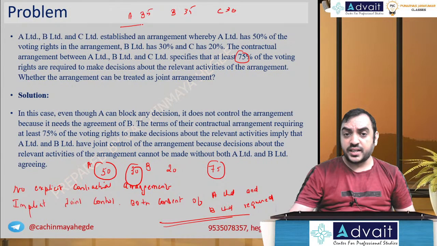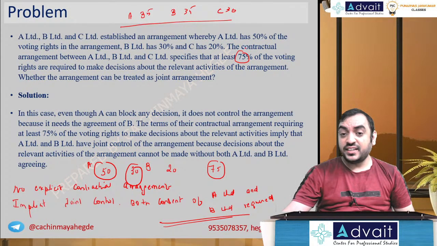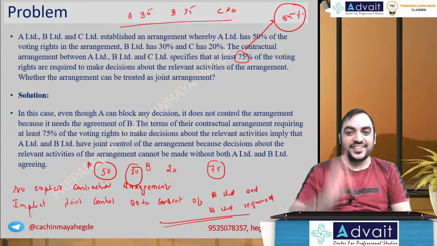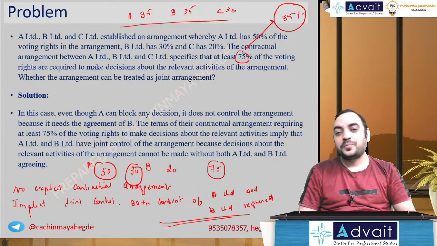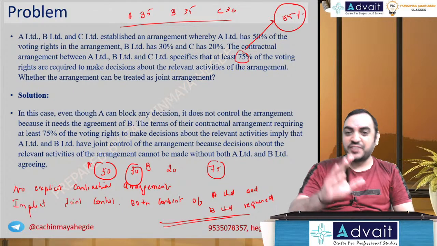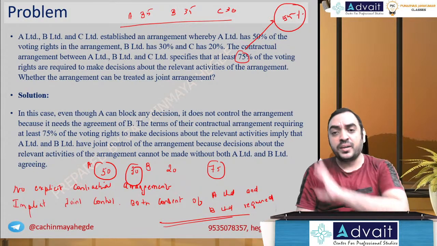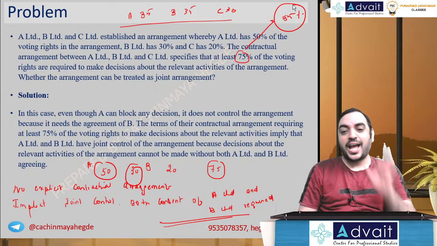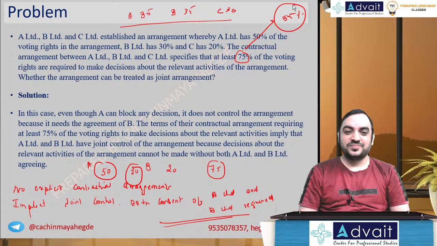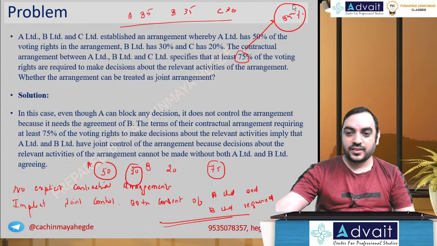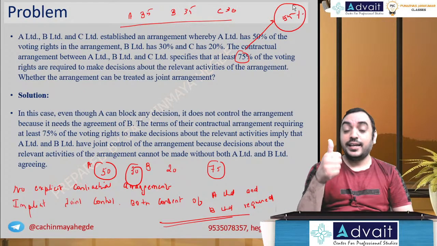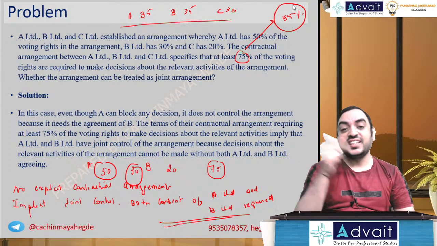And in this example, 35, 35, 30, if it was not 75%, if it is 55%, now tell me what would be the situation. Can you think? I'll give 1 minute for you to think. The shareholding percentage is 35, 35, 30 and the minimum requirement is 55%. Now tell me, who do you think has the joint control? How do you think? Can A stop the decision? Can B stop the decision? Can C stop the decision?